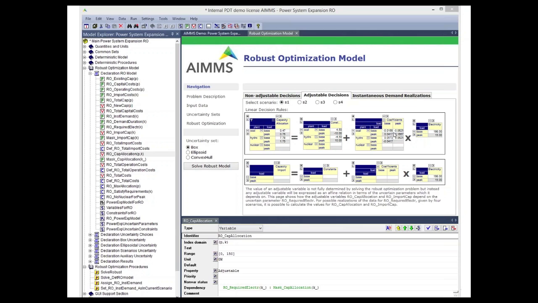And this, combined with the values of our electricity, will result in the values of the adjustable decisions, which can then be evaluated for various data of our electricity. So basically, we determine in a robust way the coefficients of the linear decision rules, and this then gives in the end also the values of our adjustable decisions, which are not fully determined, but are determined only up to their coefficients in the rule.